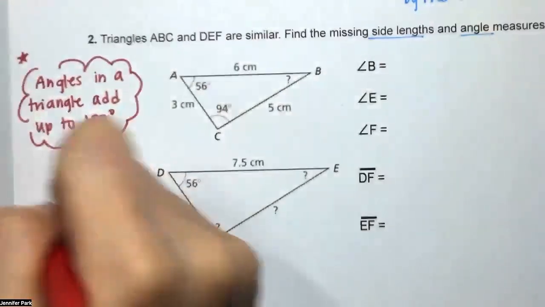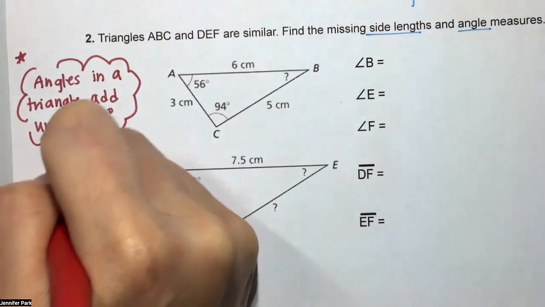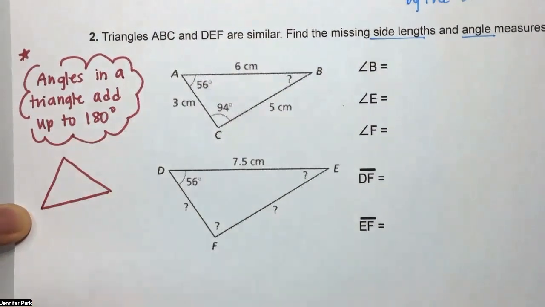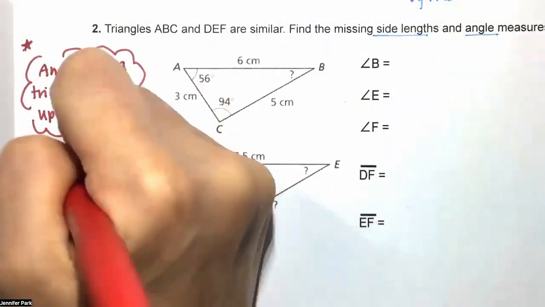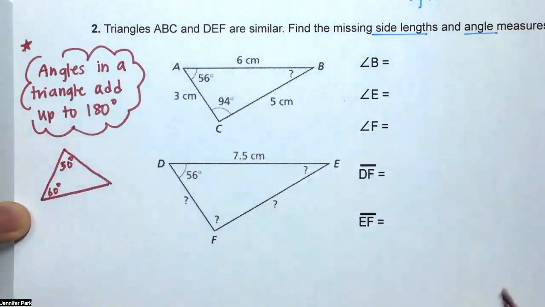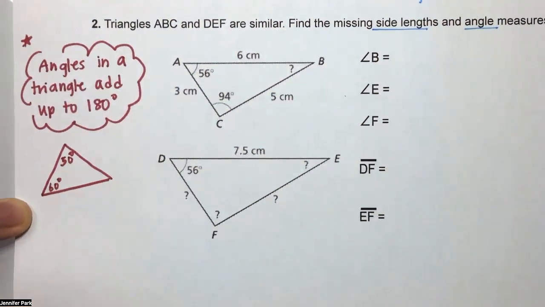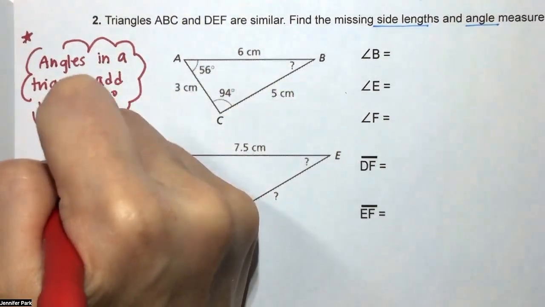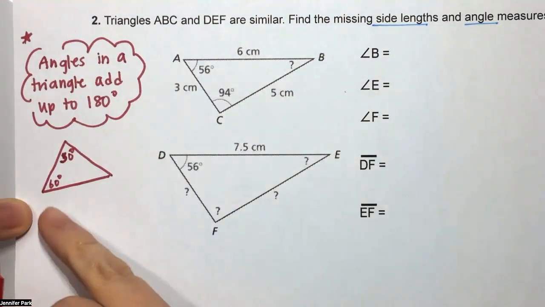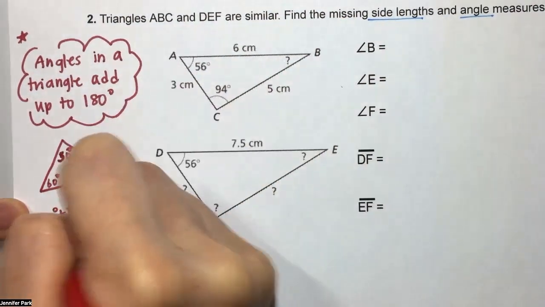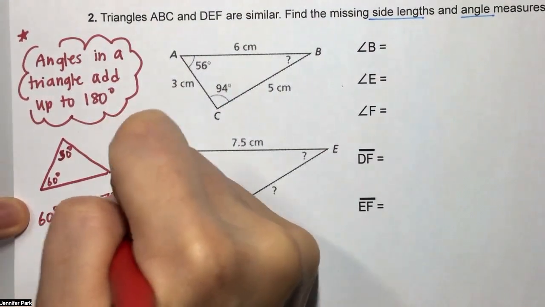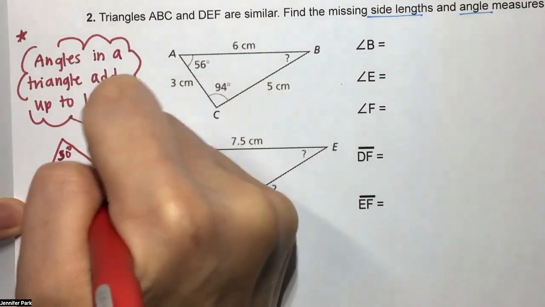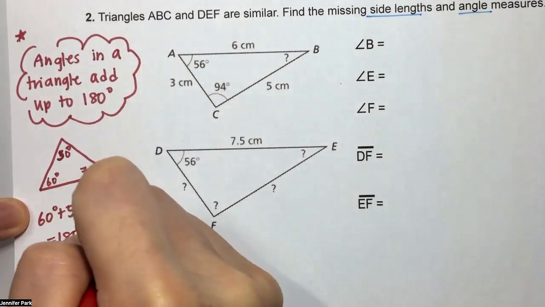So you don't have to draw this, but for example, if you have a triangle like this, let's say this is 60 degrees and that's 50 degrees. I know it doesn't look like 50. 60 plus 50 is 110. So then you have to have that third angle be 70 degrees to make this whole thing equal to 180.